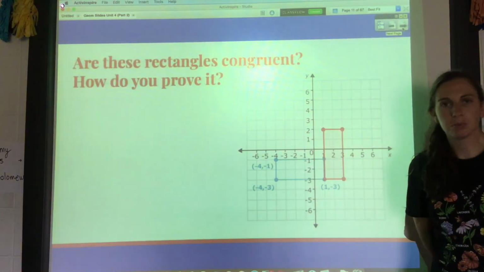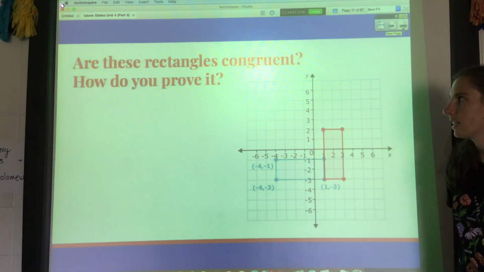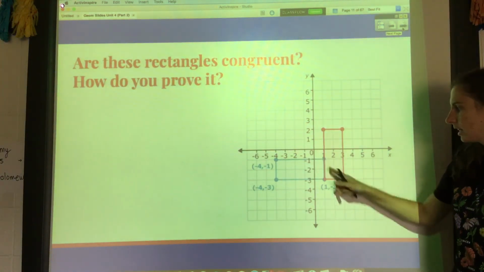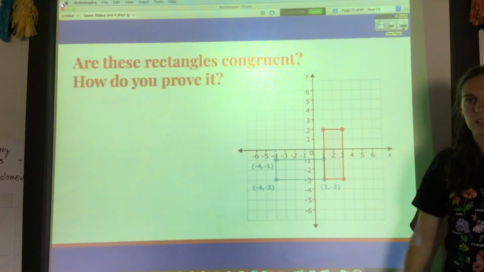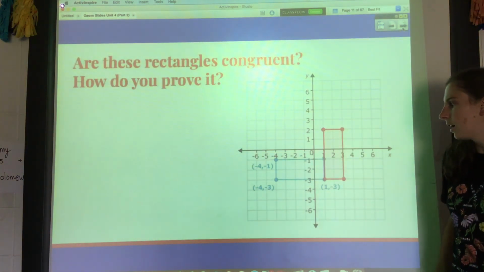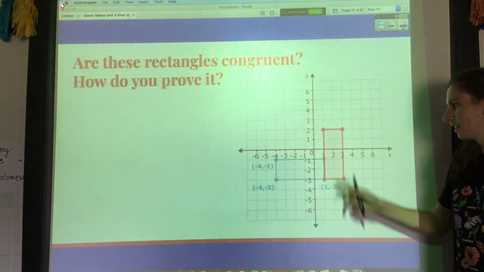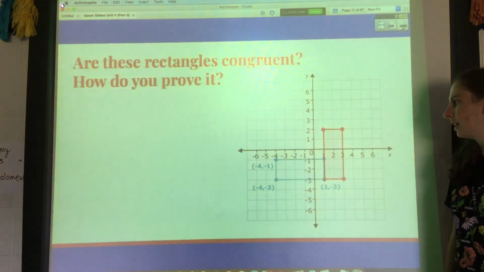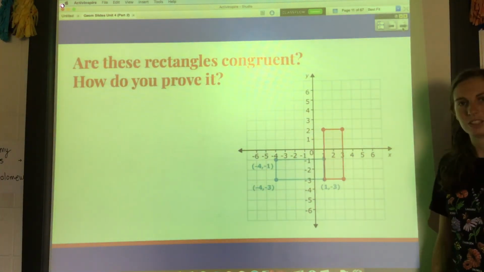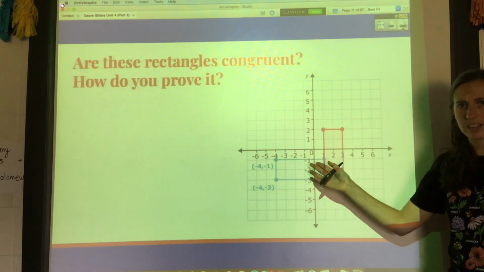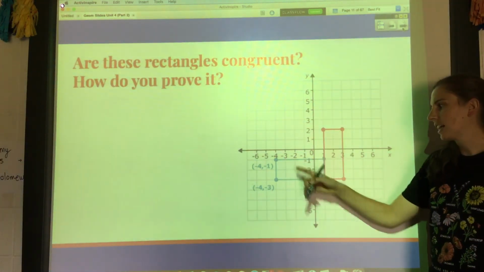So sometimes proving things on a coordinate grid is very easy. Like for example, see these two rectangles here, I want to prove they're congruent. To prove they're congruent, I just need to show that literally everything's the same. And so to do that, I don't even need Pythagorean theorem here. I could just count the sides.